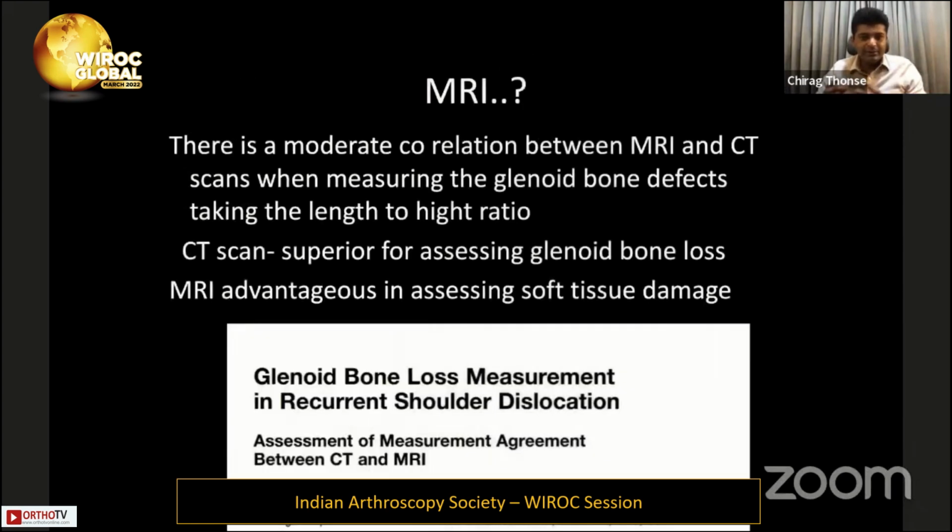How do we assess the glenoid bone loss? There's always a controversy. Do we go in for an MRI or a CT? It's now seen that the CT is a better tool to assess the glenoid bone loss and has its own advantages over MRI, whereas the MRI is a better predictor for soft tissue injuries.